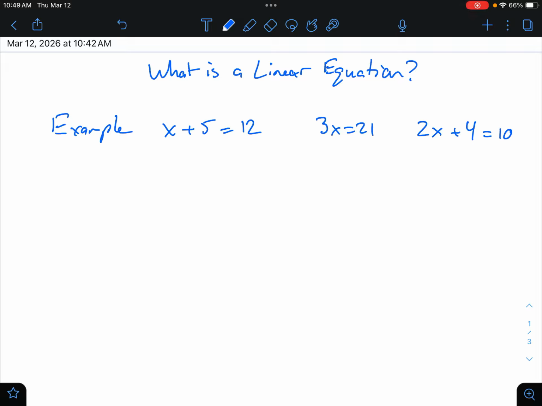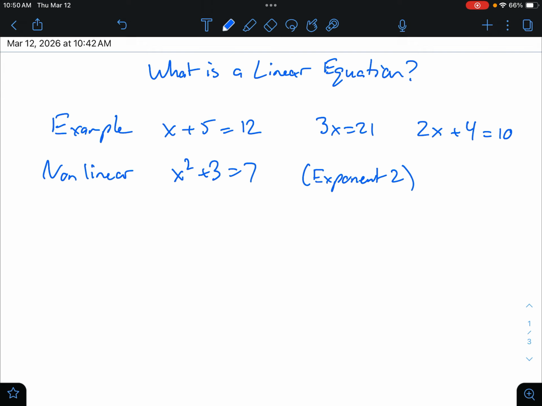So something that's not linear, so nonlinear, would be something like x squared plus 3 equals 7. For example, that's not a linear equation. And the reason it's not is because this thing has exponent 2 on it. That's actually a parabola. It's a quadratic equation. So we're going to focus basically on linear equations only for this video.